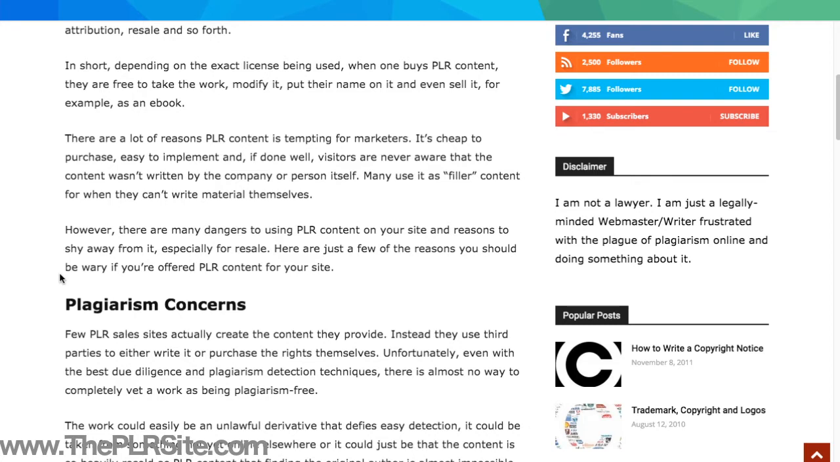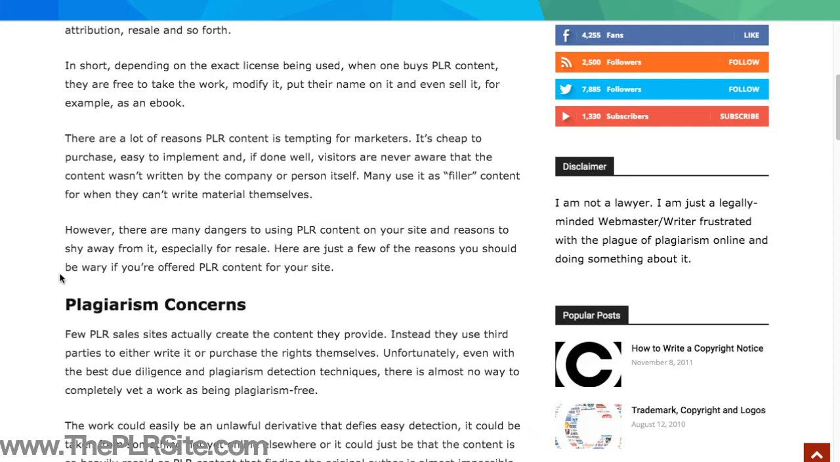But moving on, there are a lot of reasons PLR content is tempting for marketers. It's cheap to purchase, easy to implement, and if done well, visitors are never aware that the content wasn't written by the company or the person itself. Many use it as filler content for when they can't write material themselves.